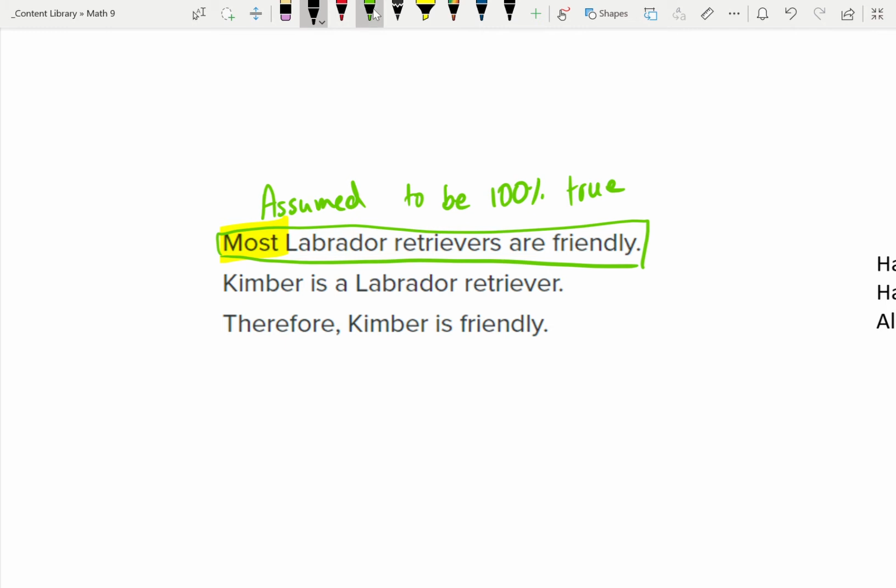So deduction makes arguments and then spits out a truth, but both of them have to be true. So Kimber is a Labrador retriever, probably true, but most Labrador retrievers are friendly. You can see that there's a chance that it'll be true, but there's also a chance that it'll be false. So on one hand, I have a false, and on the one side, I have a true. So in some cases, I might get that Kimber is a friendly golden Labrador retriever, but in other cases, Kimber won't be friendly.